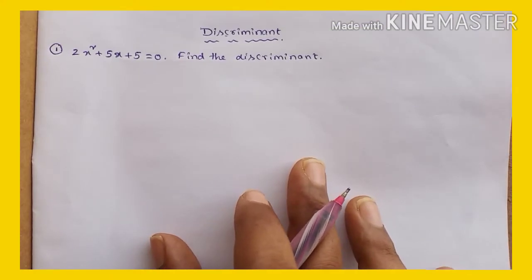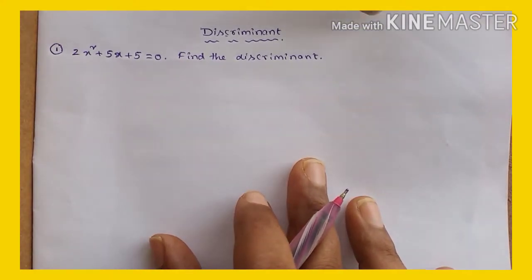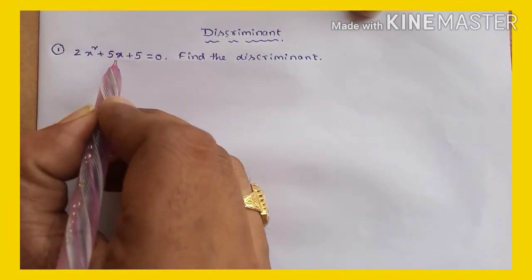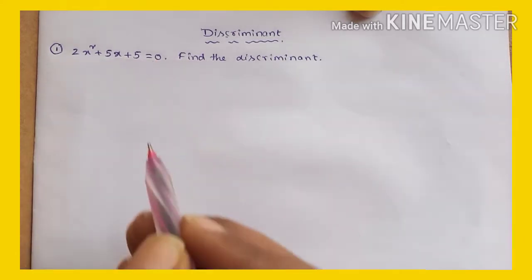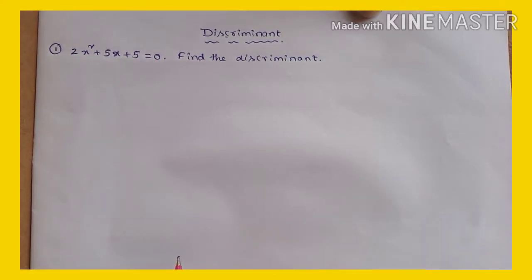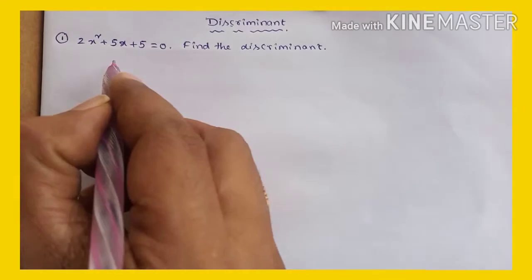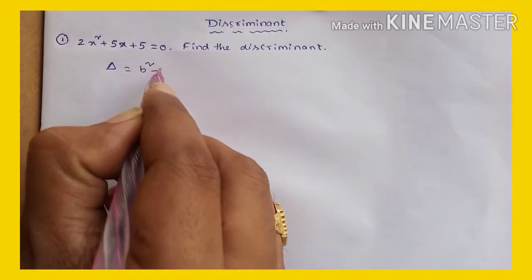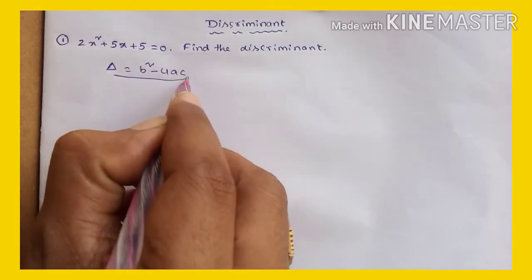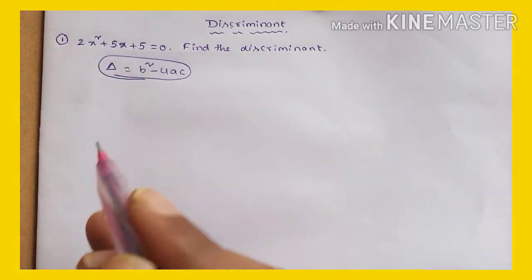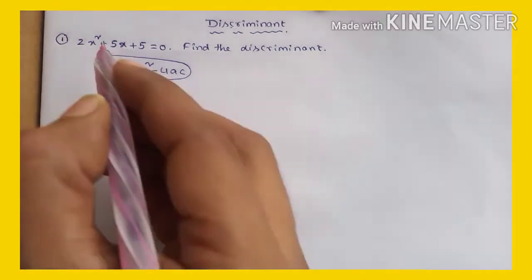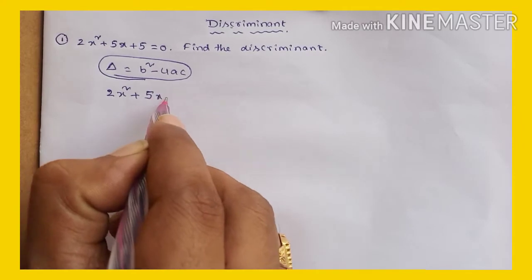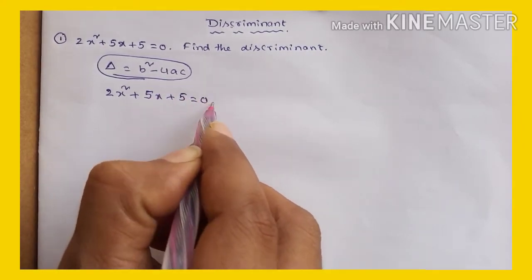Suppose a problem is given of this type. Find the discriminant of the quadratic equation 2x square plus 5x plus 5 is equal to 0. Then what will be the answer? We know the discriminant is denoted by delta. The formula for delta is equal to b square minus 4ac. This we have to memorize. Now here the given quadratic equation is 2x square plus 5x plus 5 is equal to 0.